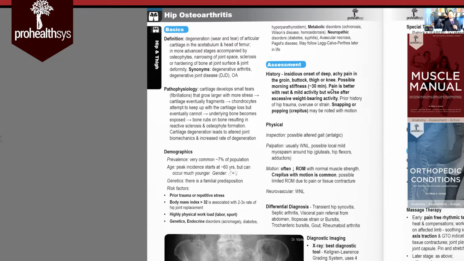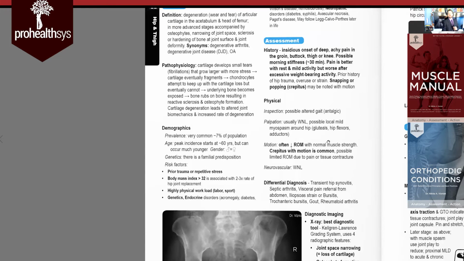And it is repeatable popping and snapping. So don't get tricked that it's like a little cavitation, or get tricked with like a snapping hip syndrome where you can actually see it or feel it snapping over. It's usually going to feel deep inside the joint. So on inspection, you may notice an altered gait, an antalgic gait, where they're going to be walking with a limp on the affected side. It's usually unilateral, but can be bilateral.